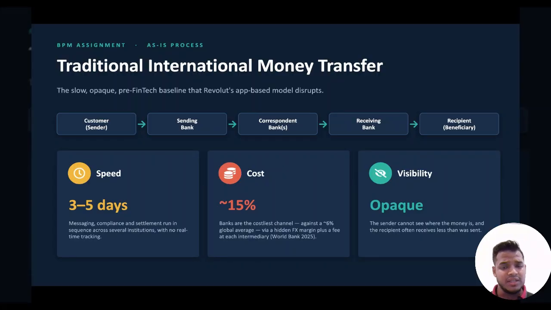The third is visibility. This process is entirely opaque. The sender has no way to track where their money is at any given moment, and the recipient frequently receives far less than what was originally sent due to unmapped intermediary cuts.